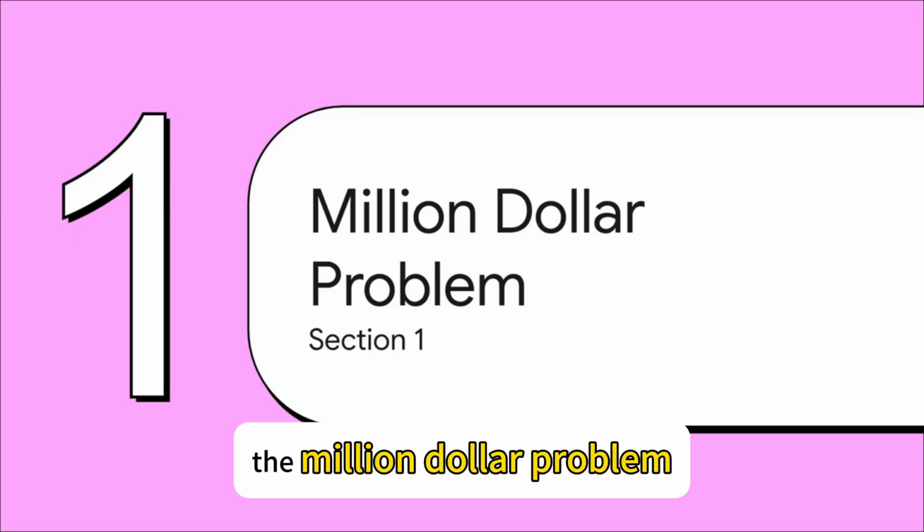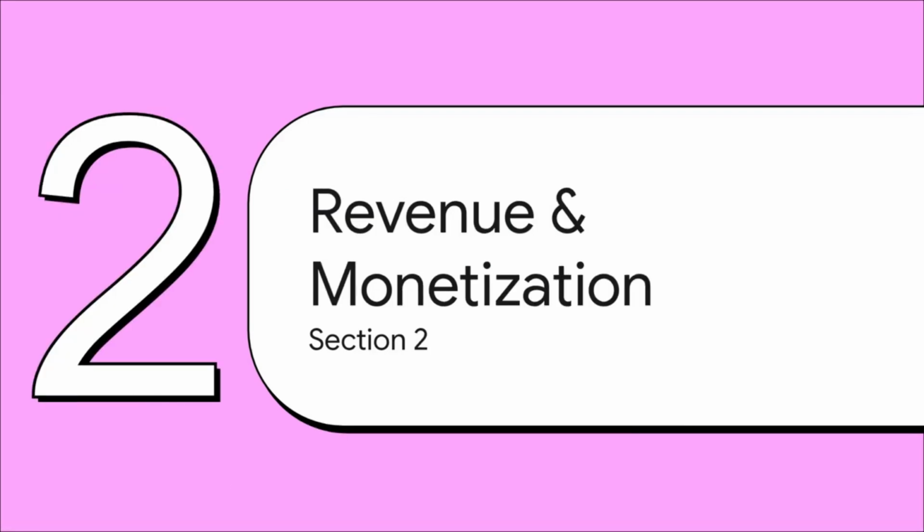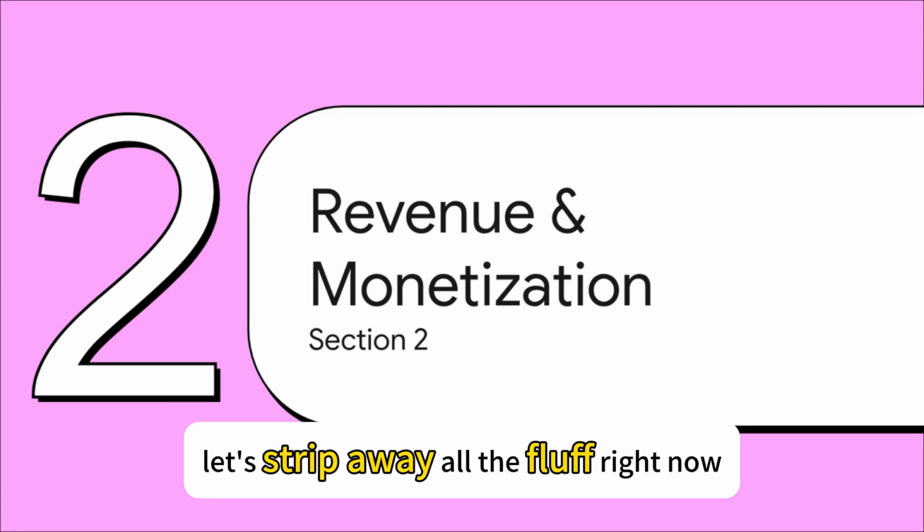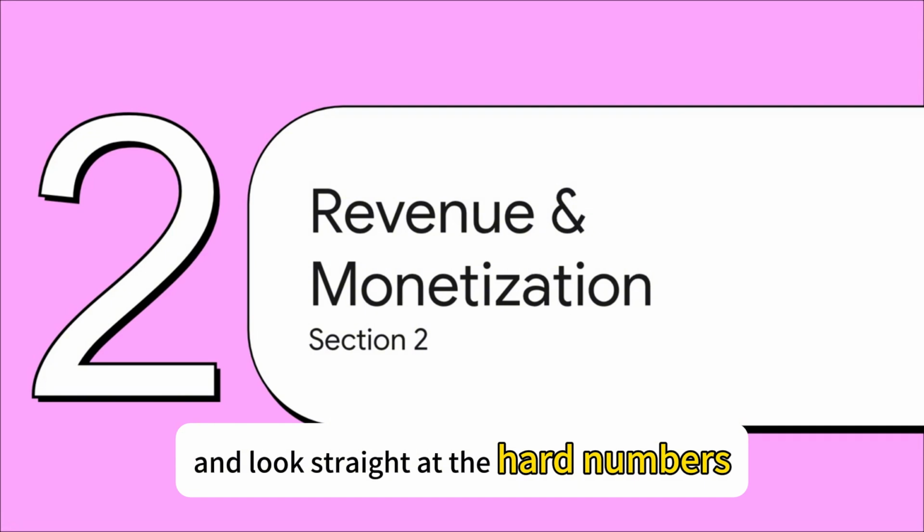Section 1. The $1 Million Problem. Section 2. Revenue and Monetization Model. Let's strip away all the fluff right now and look straight at the hard numbers.